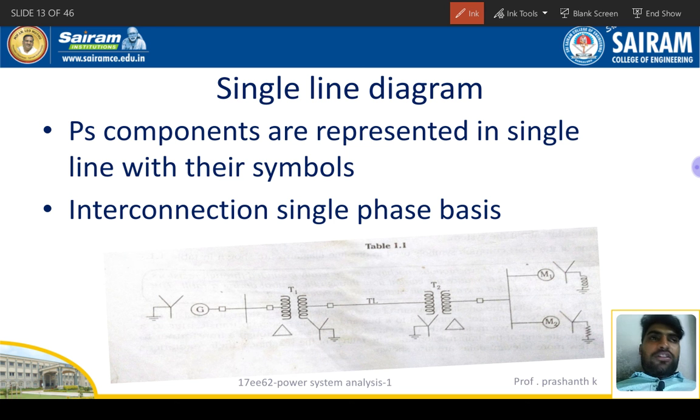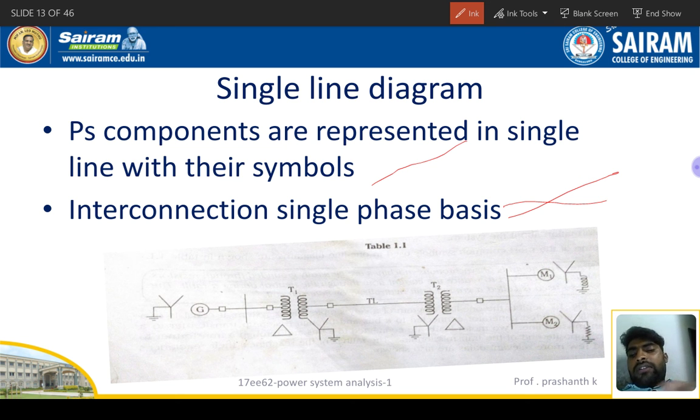So from there also we are, I mean, the power we are utilizing from the substations' point of view. So there are two transmission lines, right? Power system components are represented with a single line, with symbols. That's why it is called a single line diagram, an interconnection on a single phase basis. I told you already, three phase is converted into single phase because of the calculation point of view. Not only calculation, because for three phases, all the single phases must be the same. So that's why like this.